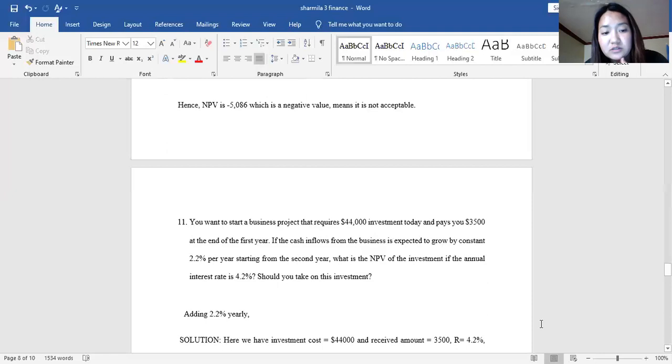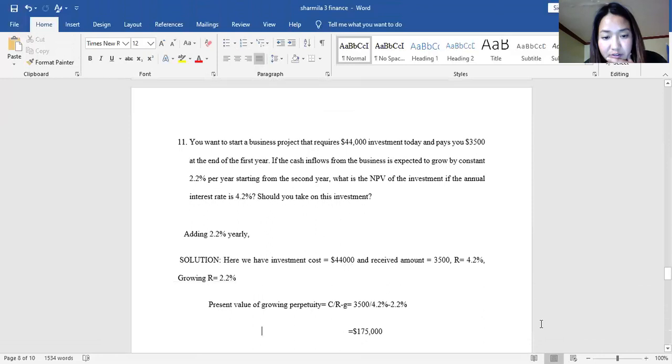So for question number 11, you want to start a business project that requires a $44,000 investment and pays you $3,500 at the end of the first year. If the cash inflows from the business are expected to grow by a constant 2.2% per year starting from the second year, what is the net present value of the investment if the annual interest rate is 4.2%? Should you take on this investment?